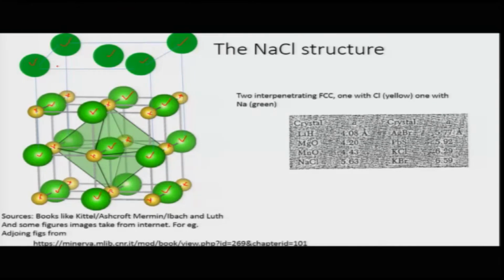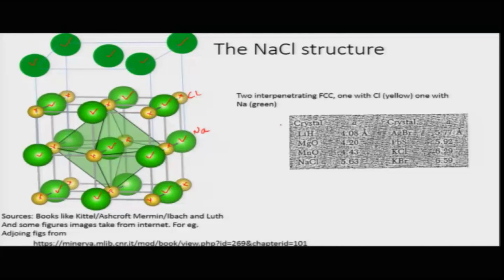The green atoms, if you forget about the yellow atoms and only look at the green atoms, are also FCC. So, you have chlorine atoms and sodium atoms which form a lattice by interpenetrating with each other. On one of the lattices sodium atoms sit, on the second lattice chlorine atoms sit, and this sort of sodium chloride like structure is displayed by a variety of materials.